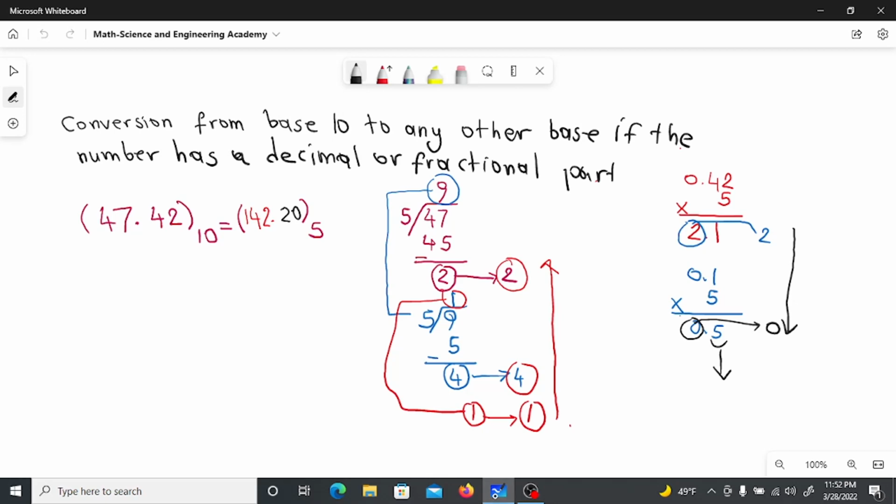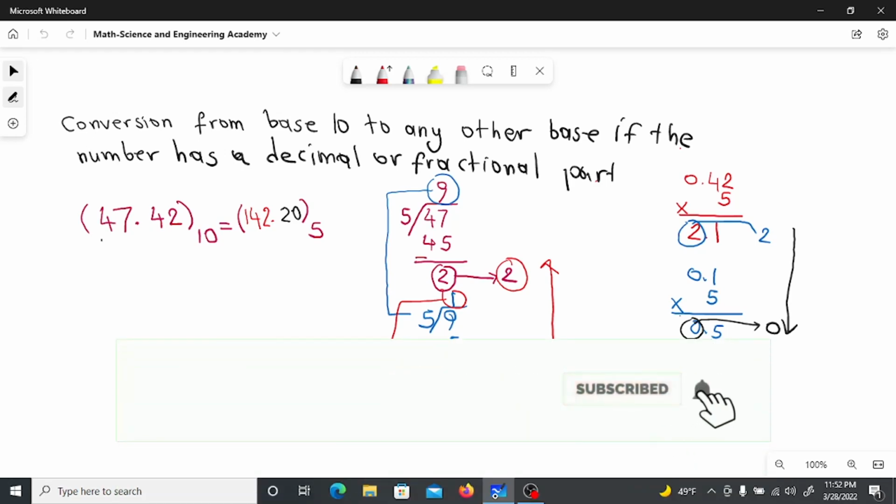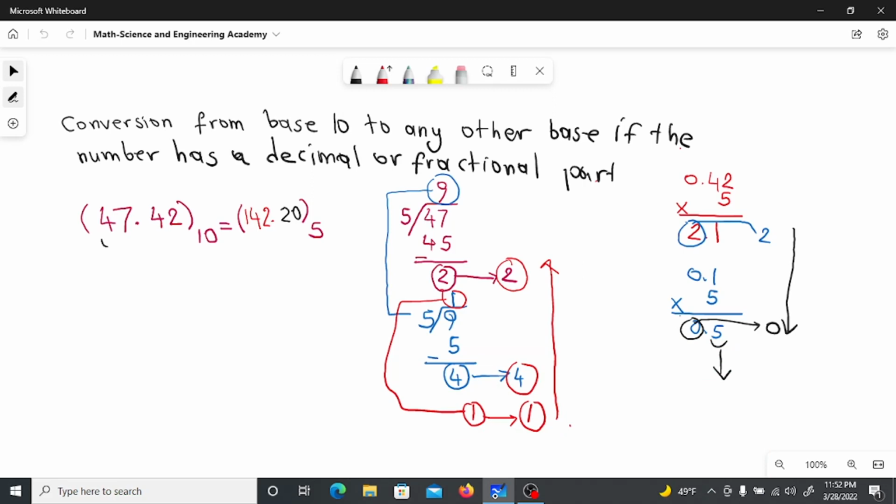In this video, I will show the conversion from base 10 to any other base if the number has a decimal or fraction part. I have already done one example for you, but we will continue and solve one more. So if the problem is given like that, 47.42 in base 10, how much in base 5? This is the answer, but I will show you how to find it.